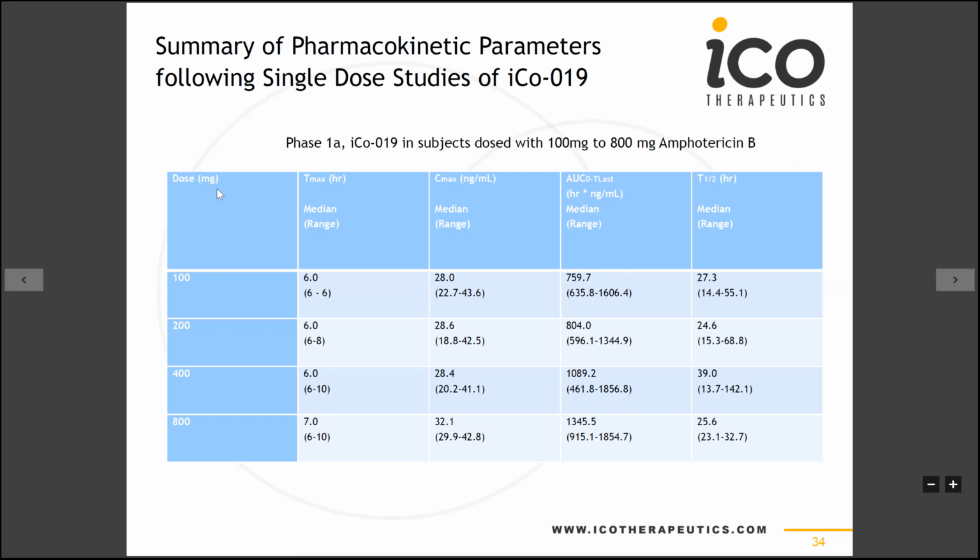So here I've got the dose, the Tmax in the median range, the Cmax, the AUC to T-last, and the T1/2 half-life. And what's really important to notice is that our Tmax is between 6 to 7 hours. If you remember the lymphatics, in the lymphatic animal data, you saw that we got the highest amount of drug going through the lymphatics at the 8-hour mark. So we're getting that sustained Tmax correlating to what you see in the lymphatics.